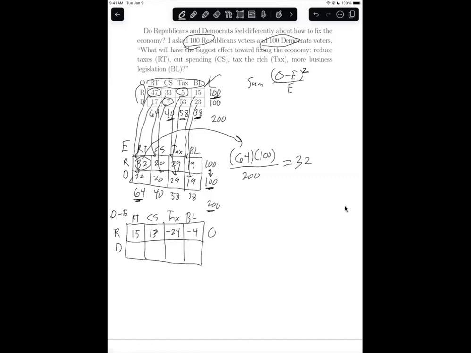And so the marginal totals of the O minus E table are always going to be 0. And so I can use that and I go, well, if 15 plus something has to equal 0, this has to be a negative 15, negative 13, a positive 24, and a positive 4. And so that's how you calculate the O minus E table.